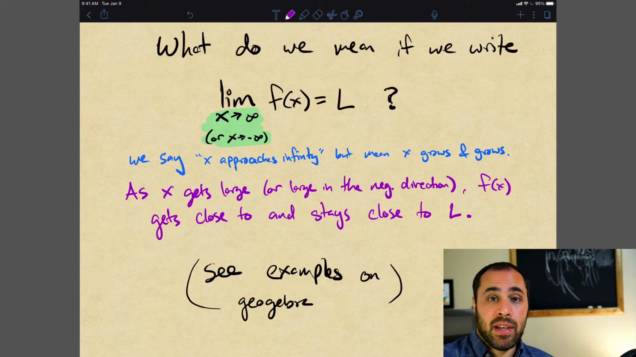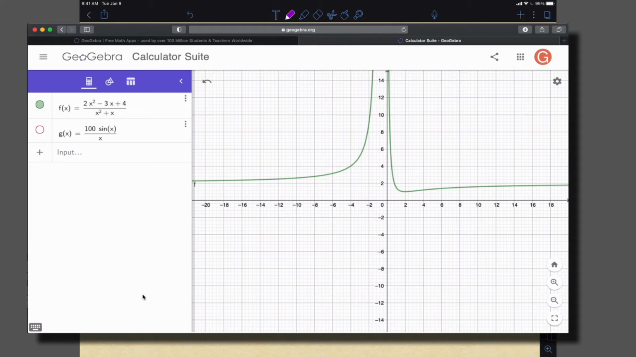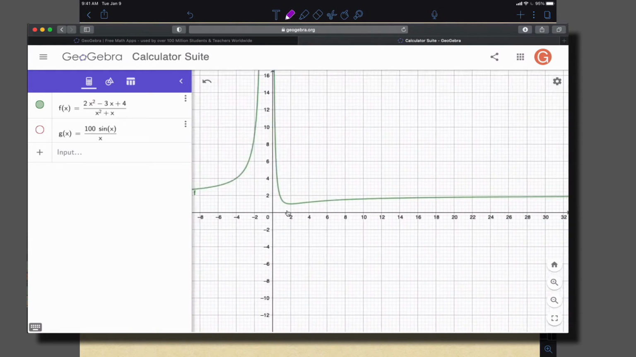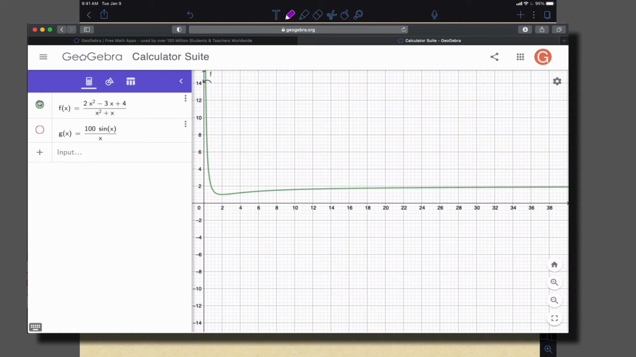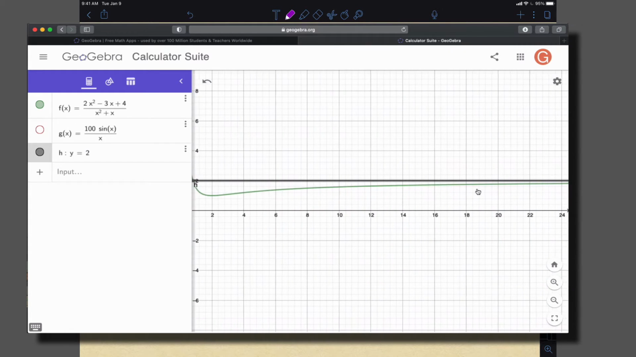Let's look at some examples and their graphs. So here we'll look at a couple functions and their behavior as x goes off to infinity. So first, this function in green is f of x. And you can see that as x gets larger, it seems to approach the line y equals 2. In fact, let's put that line in here. And yeah, you can see they get closer and closer.